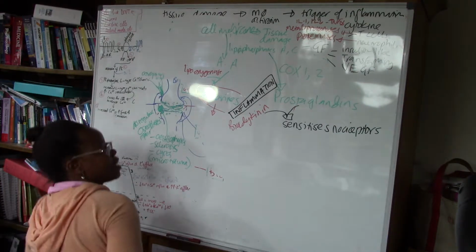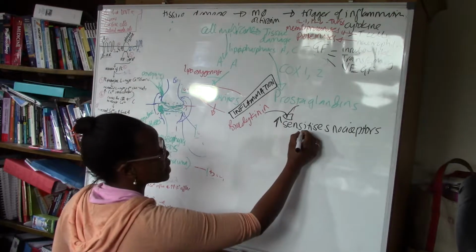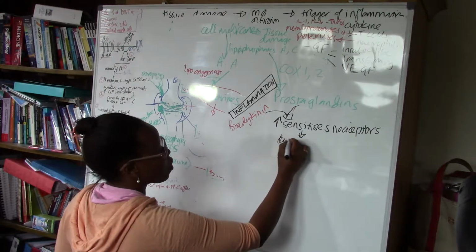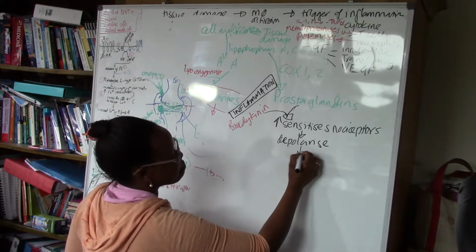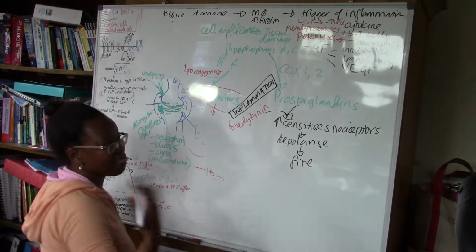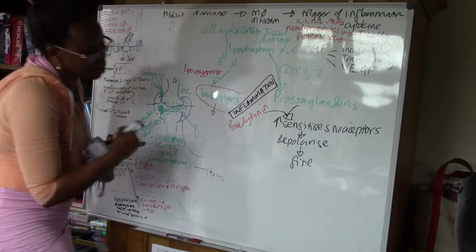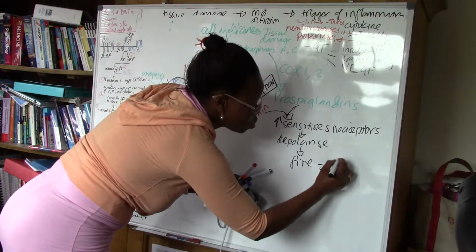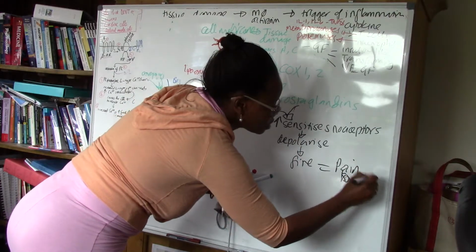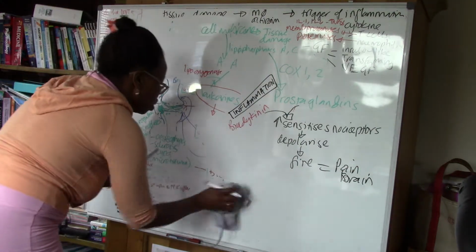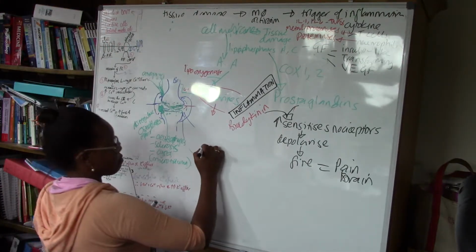And again, increase in the sensitization of nociceptors will cause them to depolarize and fire. And obviously their firing is how we sense pain. So then this leads to pain sensation being sent to the brain. And obviously this happens due to the peripheral nerves.